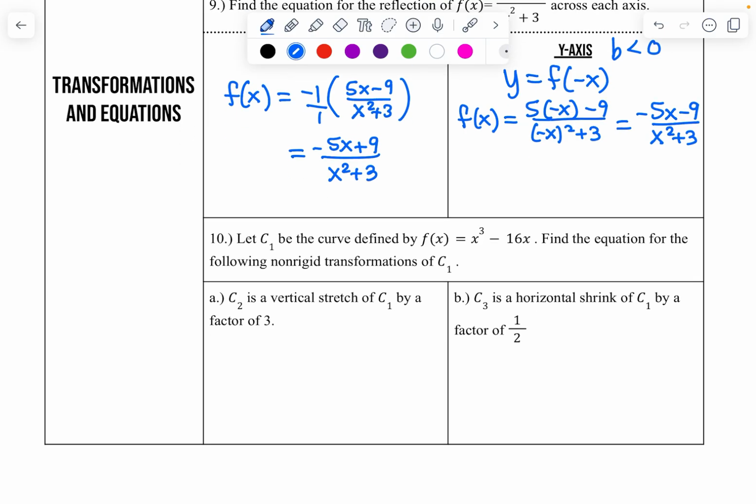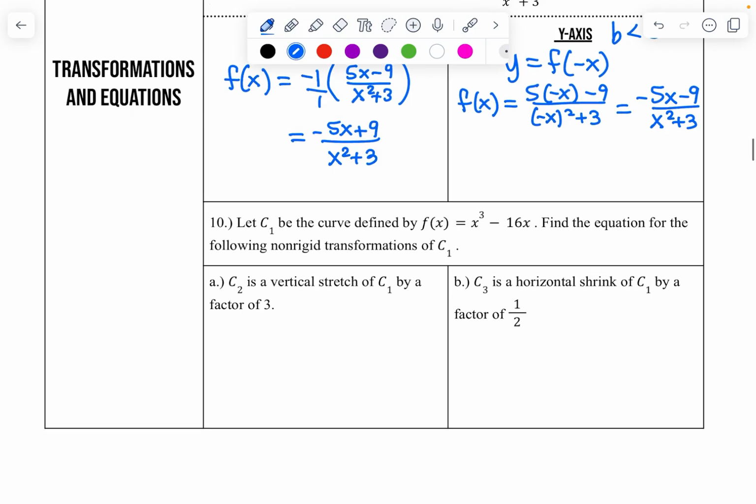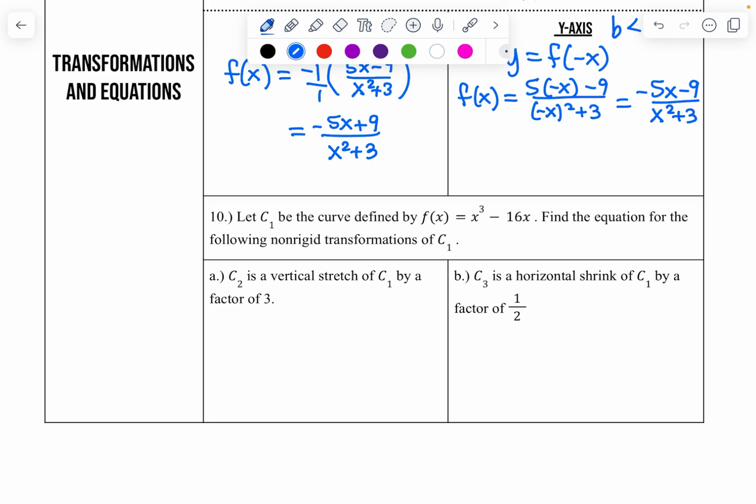All right, number 10. Let C1 be a curve defined by f of x equals x cubed minus 16x. Find the equation for the following non-rigid transformations of C sub 1. So C sub 2 is a vertical stretch by a factor of 3. So a vertical stretch means the a value is 3 and it multiplies by the function. So we're going to get 3x cubed minus 48x.